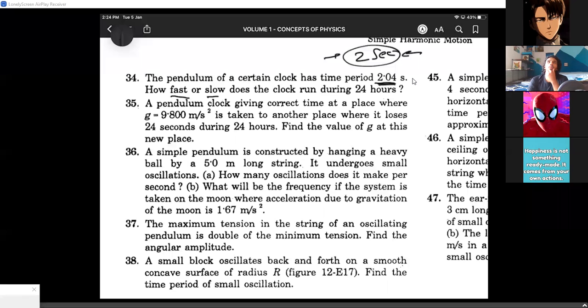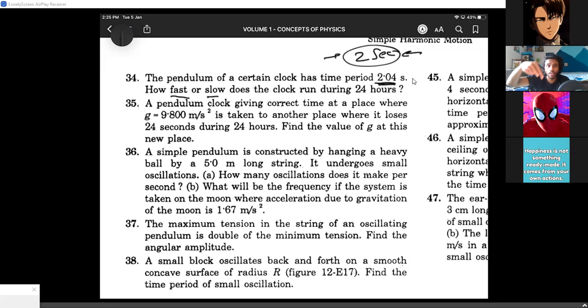Let us say I have a good watch and a defective pendulum. The good watch runs 5 hours in 5 hours. It will show 5 hours in 5 hours. But this watch won't oscillate enough to show 5 hours because the time period is a little more.